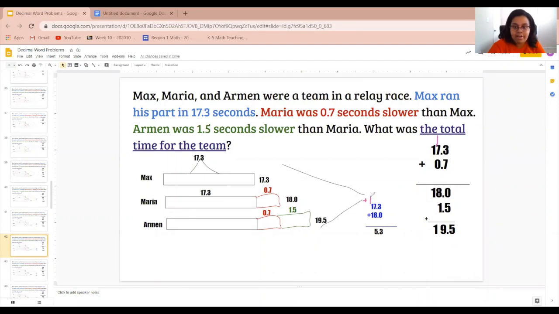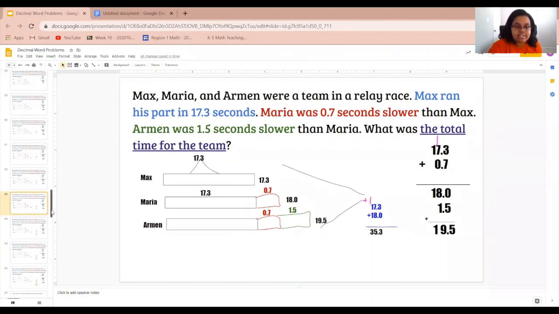Now I need to add 1 ten plus 1 ten plus 1 ten, which would give me 3 tens. So I have a total now of 3 tens, 5 ones, and 3 tenths, which is read as 35 and 3 tenths. I know that's the total between Max and Maria, but I still need to add Armin's time onto that. So I now need to add 35 and 3 tenths plus 19 and 5 tenths.